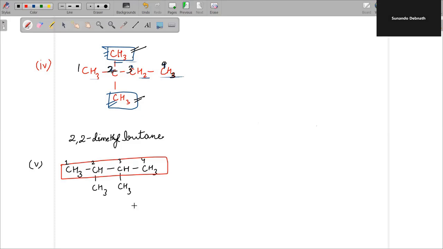Now here the base word would be but-, because the 4 carbon atoms are there in the main chain. Now 2 methyl radicals are connected. We would be using the word dimethyl itself because there are 2 methyl groups. Dimethyl butane. Okay. So two methyl groups, so dimethyl, and we have to write the position. Here earlier 2, 2, here 2, 3.